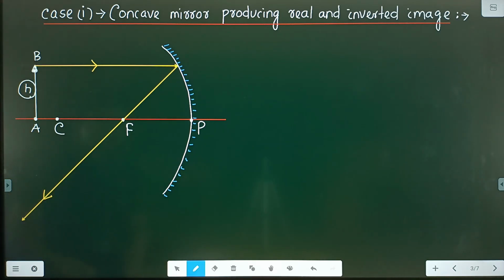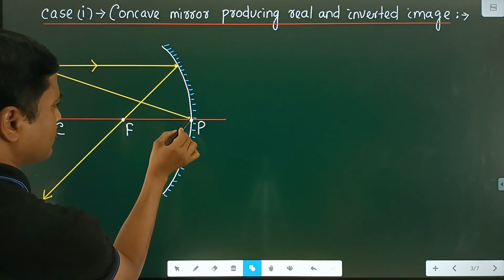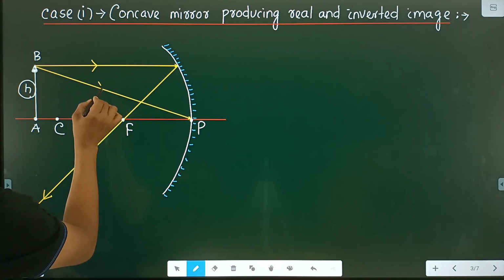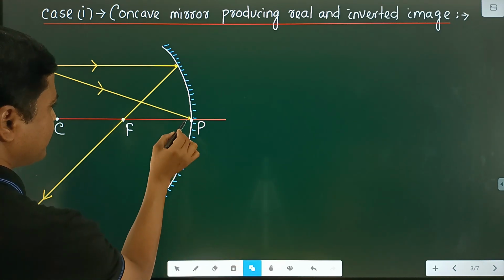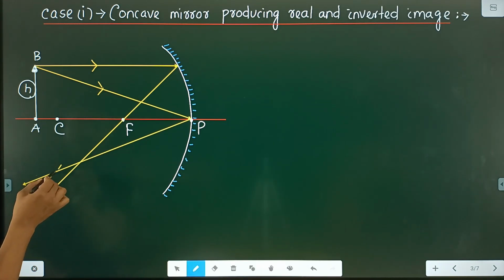Similarly, another incident ray is there. The second incident ray moves towards the pole. This is the second incident ray. And after reflection, the ray returns back into the same medium. And this is the reflected ray.